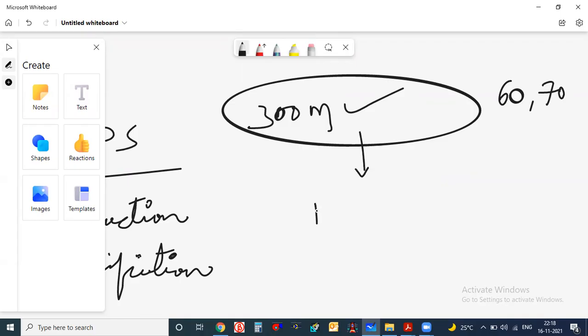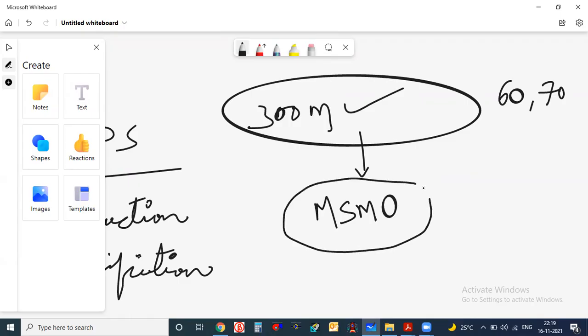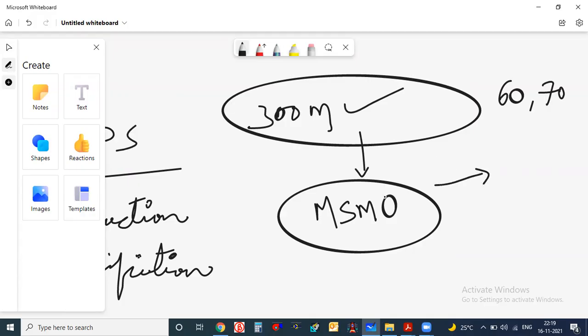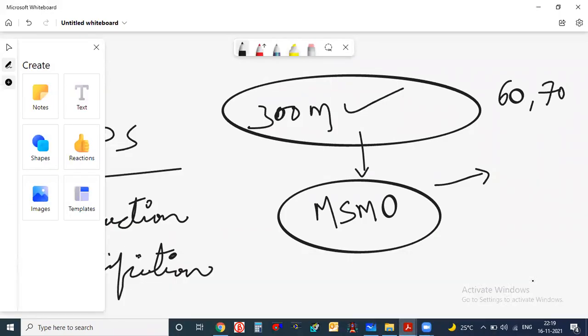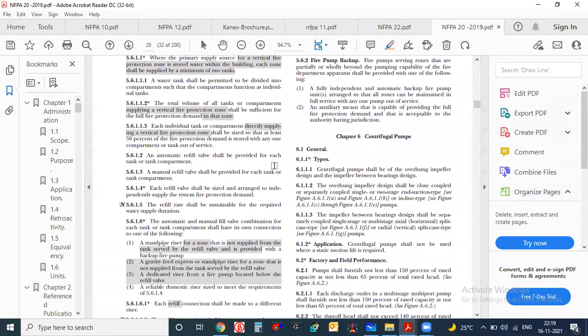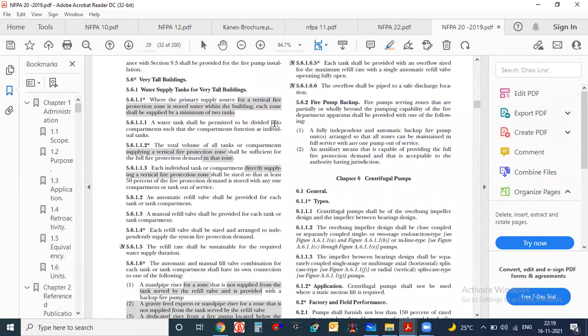But an MSMO pump will take at least 6 months to manufacture. It is a special pump, and the cost is very high, almost 2 million to 3 million for one pump. This is a multi-stage, multi-outlet fire pump. We don't have to put another pump at, for example, floor number 26. Only one pump is enough at the ground floor.